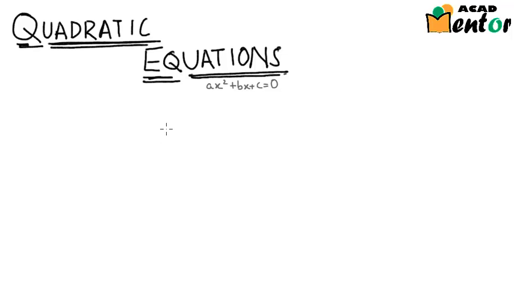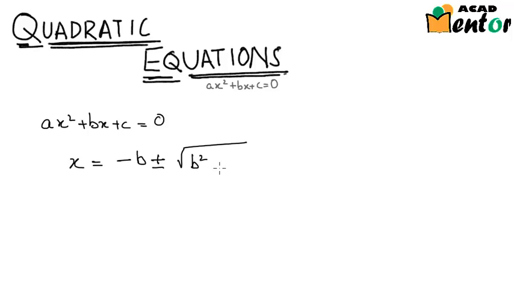Hi there, we were talking about quadratic equations in the previous videos and we saw that for any general quadratic equation of the form ax² + bx + c = 0, by the quadratic formula we get the roots as x = (-b ± √(b² - 4ac)) / 2a. It is a possibility that the number inside the square root, that is b² - 4ac, comes out to be negative. Then what happens?